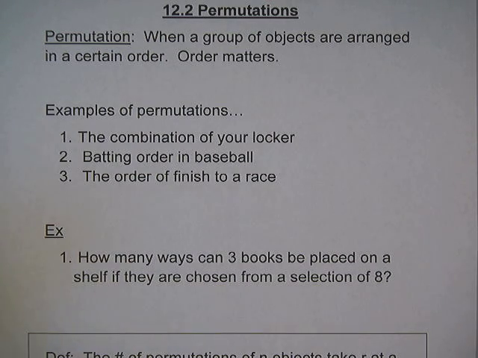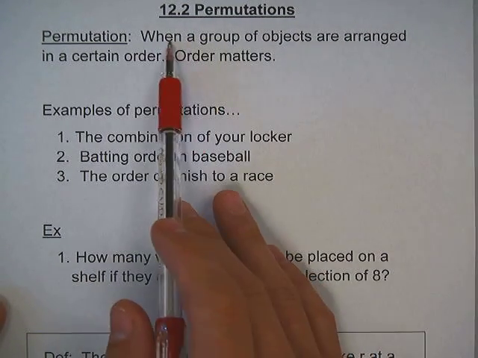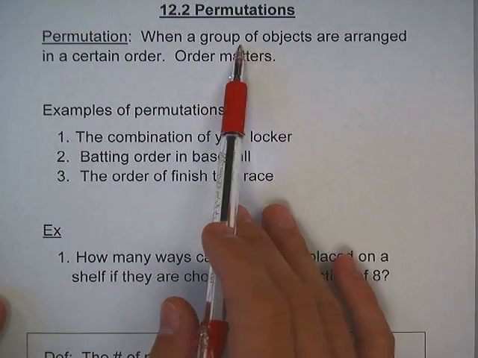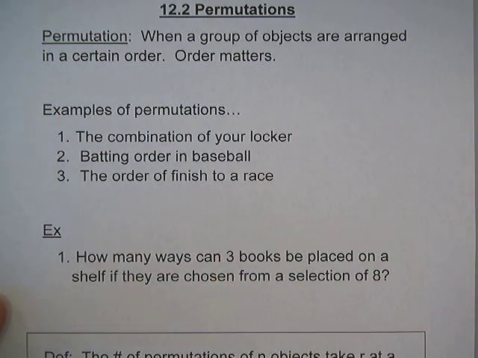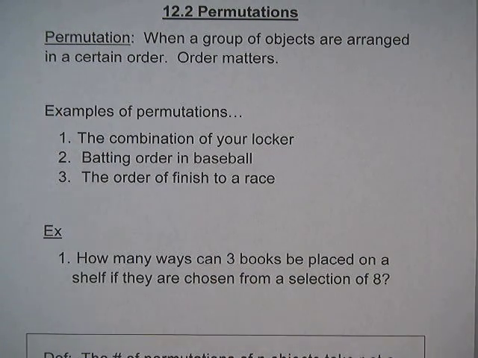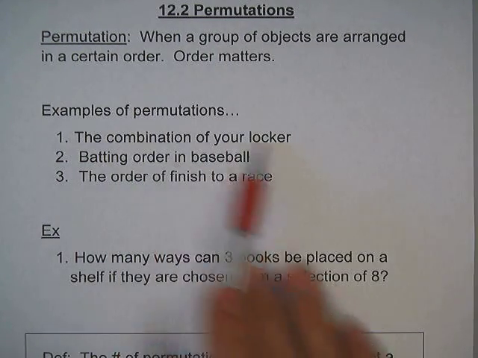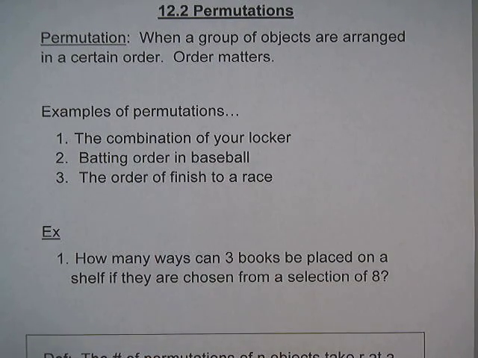All right, today we're going to talk about permutations. Okay, 12.2. Permutation is a special type of probability that we're going to talk about. A simple definition says that a permutation is when a group of objects are arranged in a certain order. Okay, order makes a difference. So, for instance, these are all different examples of permutations.